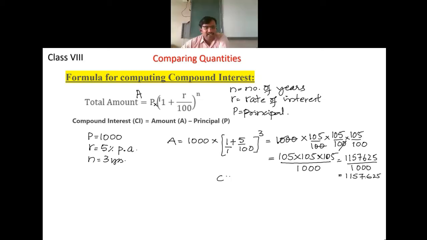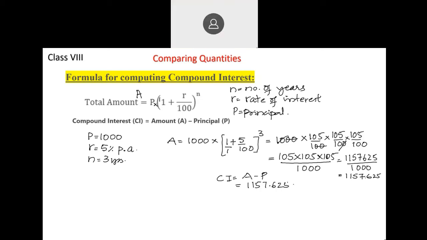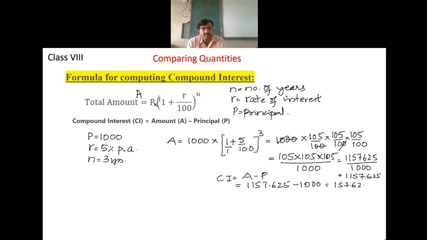So you calculate the compound interest here. It is the amount minus the principal. Amount is 1157.625 minus 1000. We get it as 157.625.